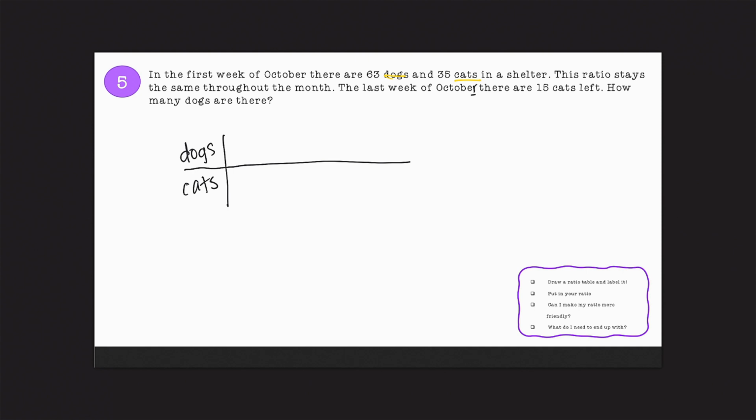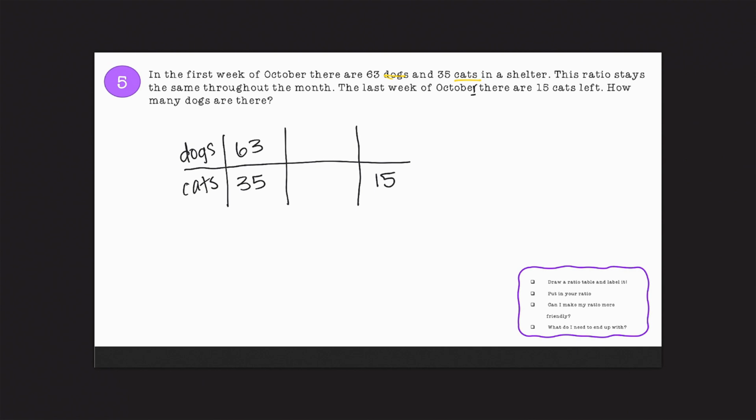There are 63 dogs and 35 cats in a shelter. This ratio stays the same throughout the month. The last week of October, there are 15 cats left. How many dogs are there now? So I'm going to go ahead and put in my first ratio, which is 63 to 35. And then I know I'm going to need 2 spots. And then I want to end up with 15 cats. So I can just go ahead and fill that in.